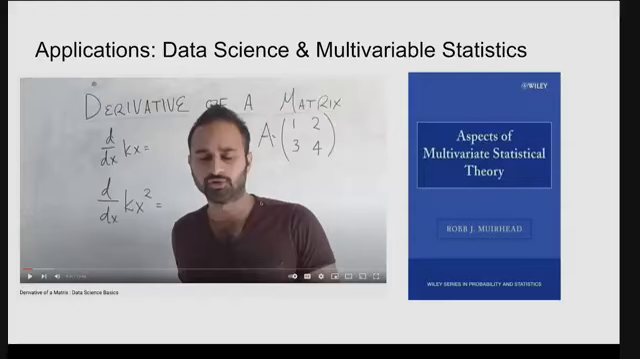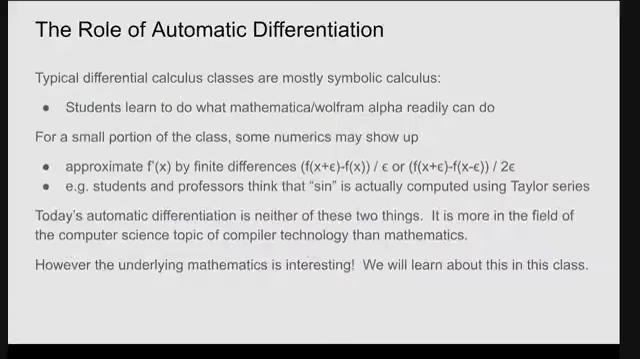So data science and multivariate statistics, of course, is another big area, especially the computer scientists are doing this sort of stuff all over the place nowadays. Okay, so you can take a look at this video, or here's a book.